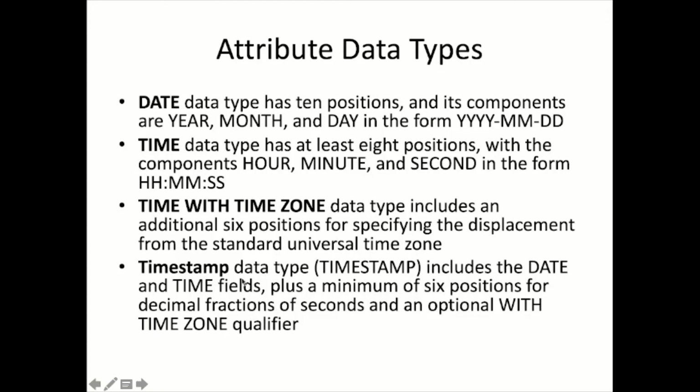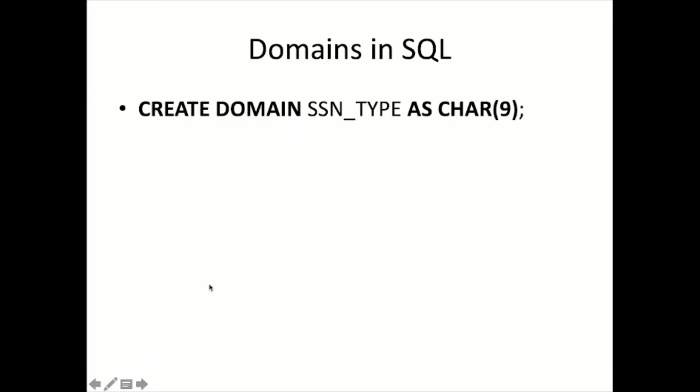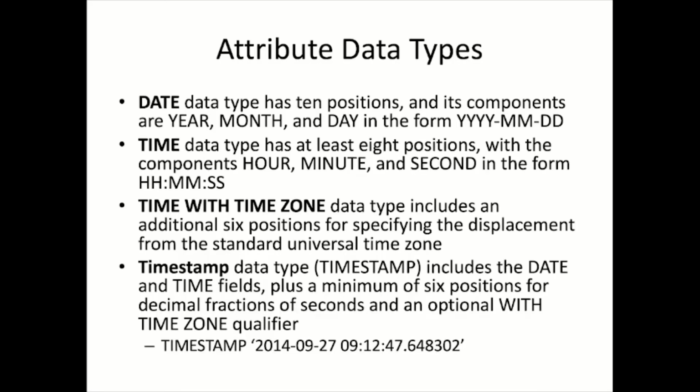So the timestamp will include the date, the time, plus 6 positions for decimal fractions of seconds. It will look like this: the date, then a space, then the time, and after the point, the seconds, for example 47.648, with 6 positions for the decimal fraction of the second. In certain cases, when you want to find the exact time at which some information has been added, we will use this timestamp data type. Okay, so that's all about data types.